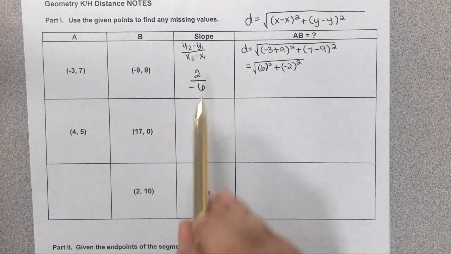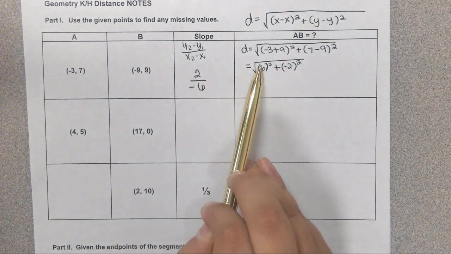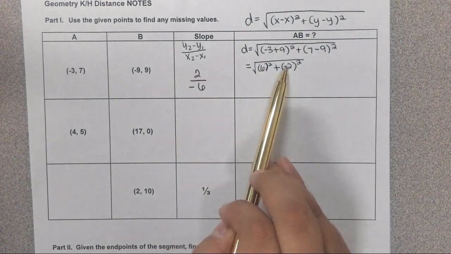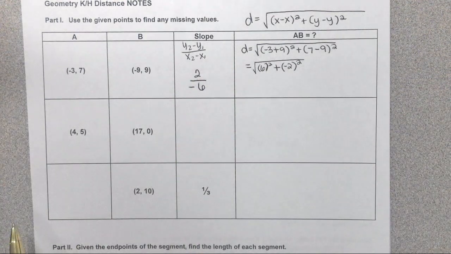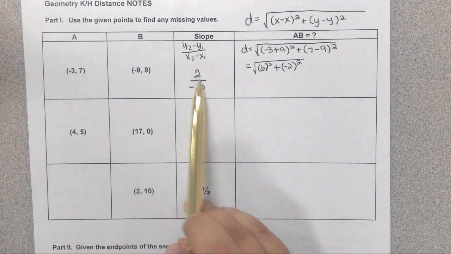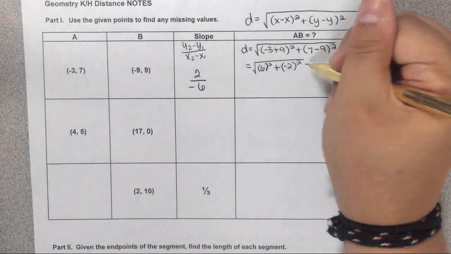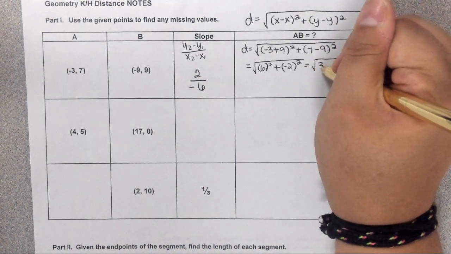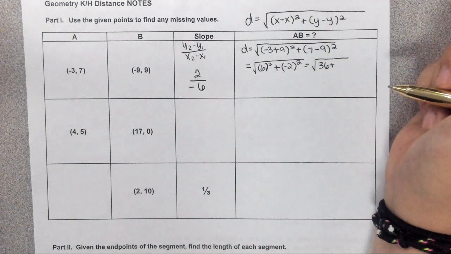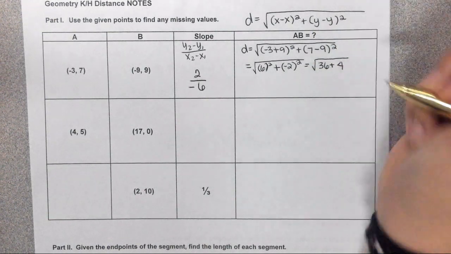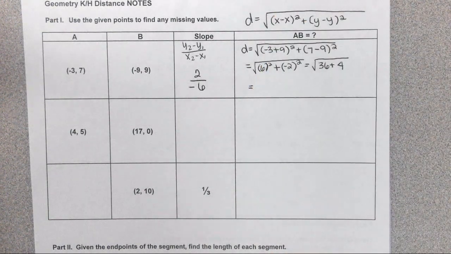Hey guys, look. Do you see a 6? Do you see a 2? That's how slope and distance are related. That's the only reason I had y'all do slope, just to see that they relate. Okay? What's 6 squared? What's negative 2 squared? Remember, it's always positive. And what's 36 plus 4?